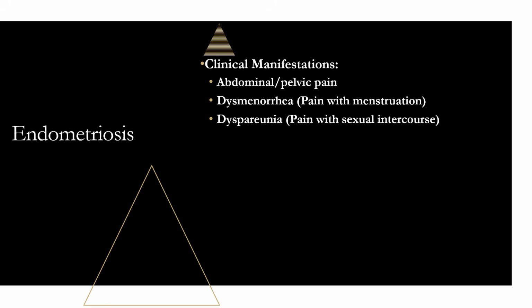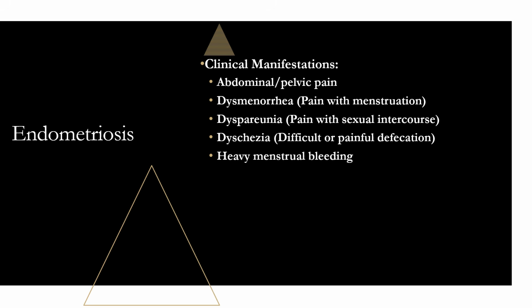Dyspareunia, which is pain with sexual intercourse. This is more suggestive of peritoneal lesions or deep endometriosis lesions. Dyschezia, which is difficulty or pain with defecation. You'll see this in women with bowel endometriosis. These women may also complain of diarrhea, constipation, or bowel cramping. Heavy menstrual bleeding, as well as infertility.